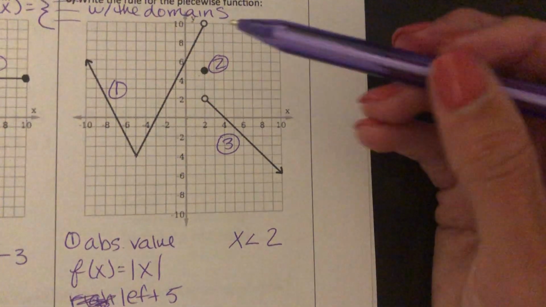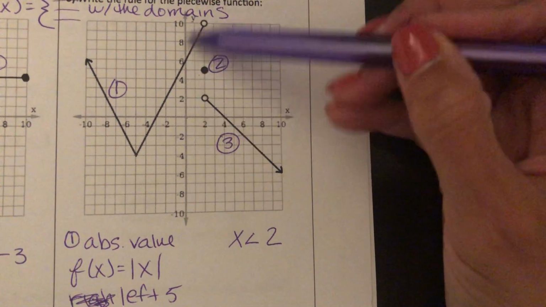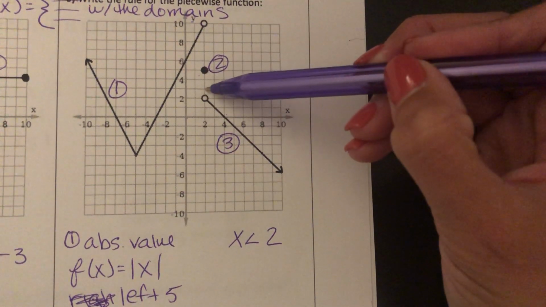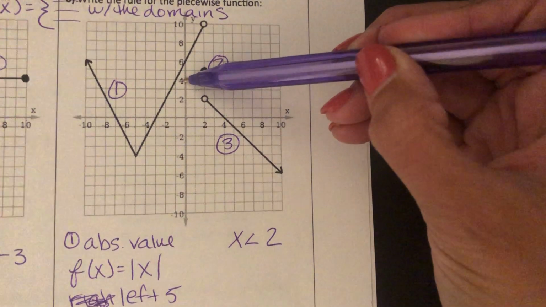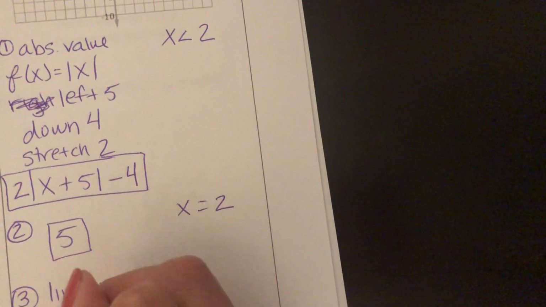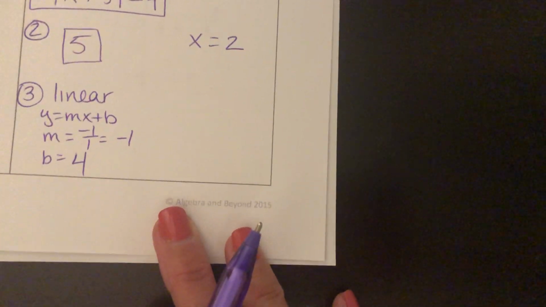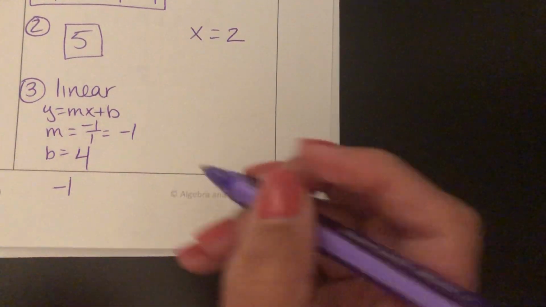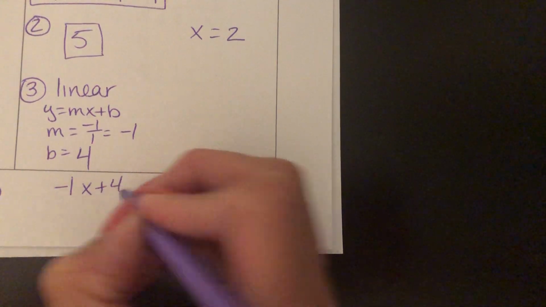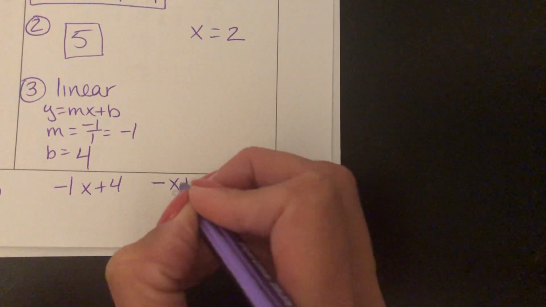And now let's find the b. So I'm going to continue with this slope until I hit the y-axis here. Up 1 over 1, up 1 over 1. So the b is at 4, right here. Then I can put it together. So negative 1 x plus 4, which would just be negative x plus 4.